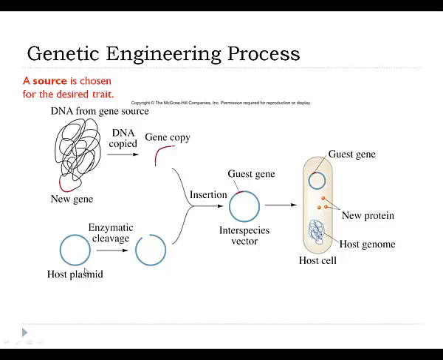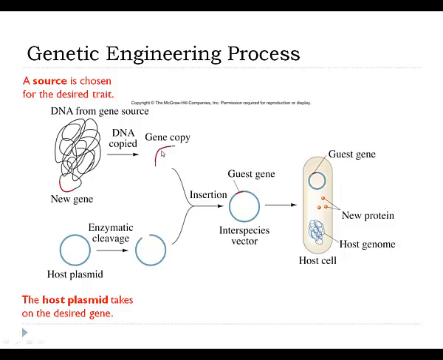Then we find a host organism and we use plasmids. Plasmids are circular rings of DNA. They're basically the chromosomes for bacteria. They're just more simple than plants and animals and their sets of chromosomes, and so plasmids are easier to deal with. And what happens is we put the desired gene into the host plasmid. We cut out a section of the plasmid using enzymatic cleavage, and then we put the new gene into the hole that got left. That's a process called insertion.